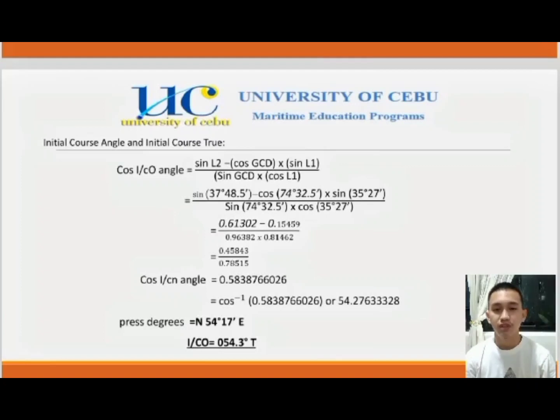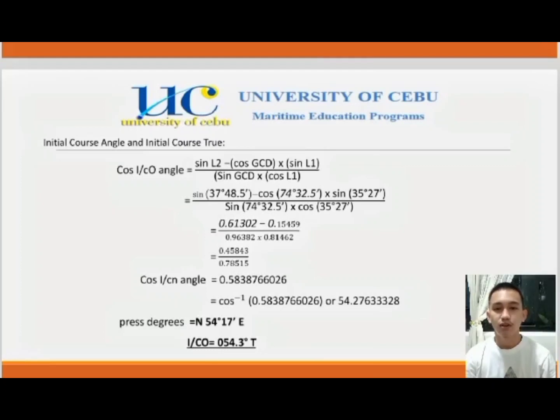To become negative, just press shift cosine in your calculator. So shift cosine 0.5838766, it will become 54.2763328. Then press degrees, it will become 54 degrees 17 minutes.